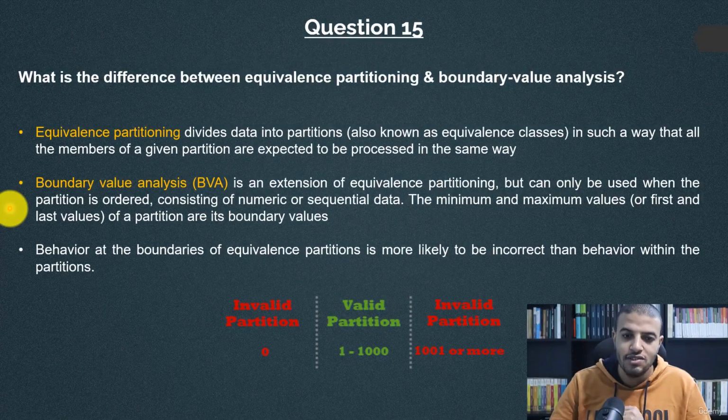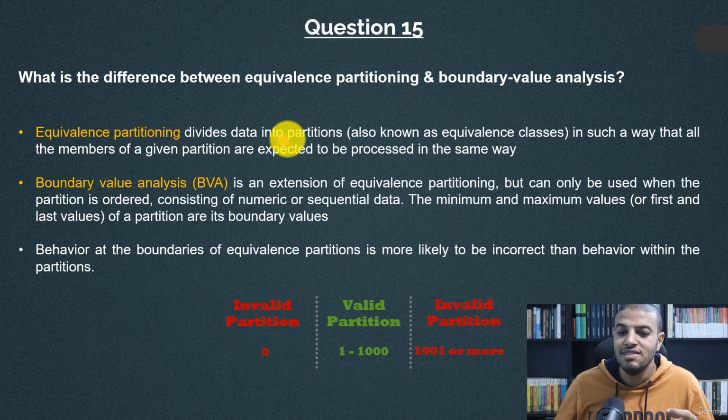The next question says, what is the difference between equivalence partitioning and boundary value analysis? We have 5 major black box test techniques, which are equivalence partitioning, boundary value analysis, decision table, state transition testing, and use case testing. Equivalence partitioning and boundary value analysis deal with numbers, like we said, okay? They deal with range of numbers. So what is the main difference between them?